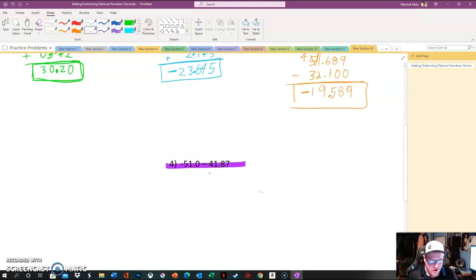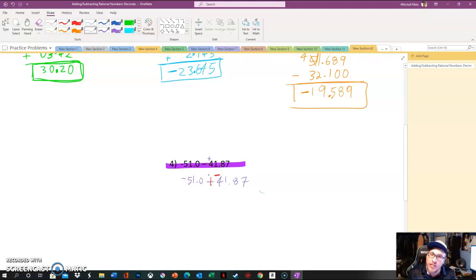Negative 51.0 minus 41.87. Again, keep, change, add the opposite. So negative 51.0 minus 41.87. I'm just rewriting it. I'm going to use my red. I'm going to keep the negative 51, change this to addition. And since this, again, is a positive 41, I'm going to change it to negative. Again, you don't see it, but there's a little positive sign there. Now I have two negatives and I'm adding them together.